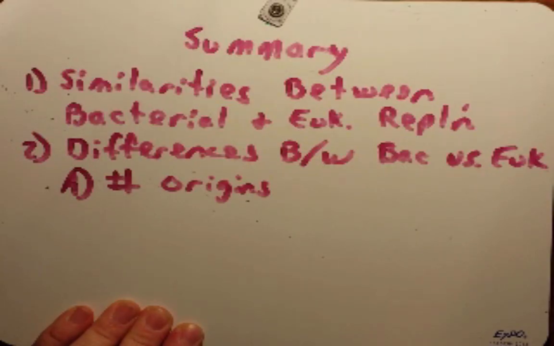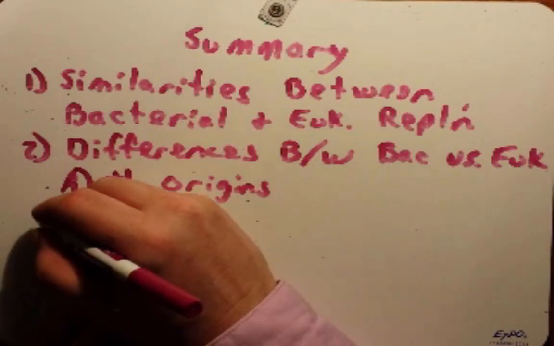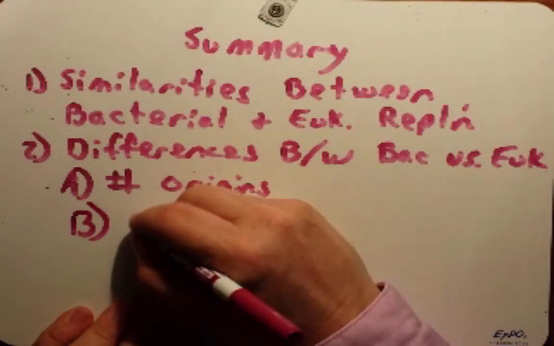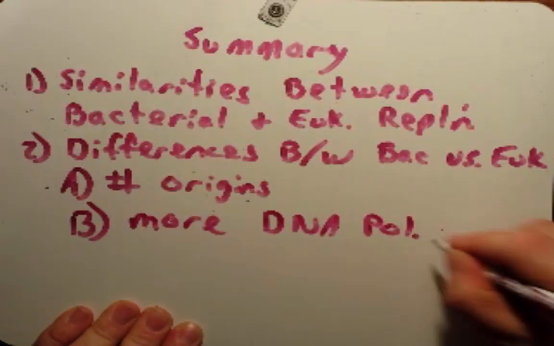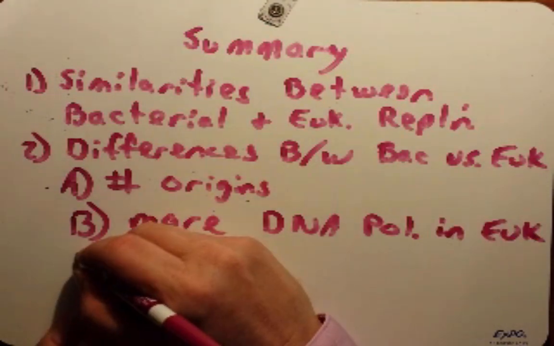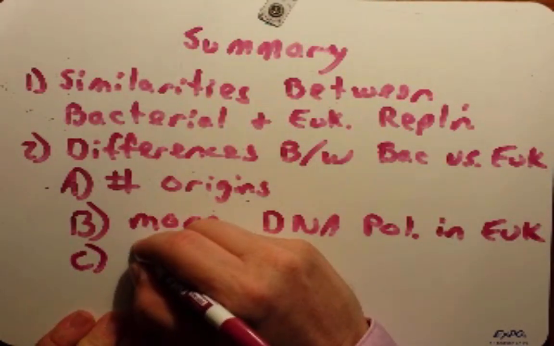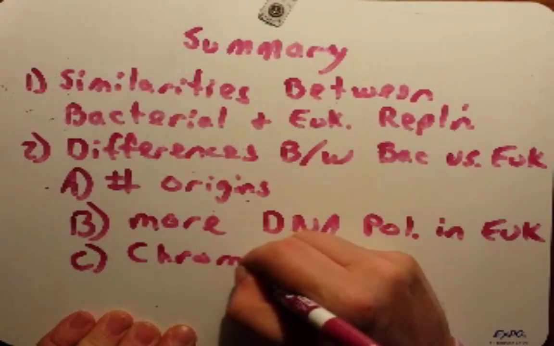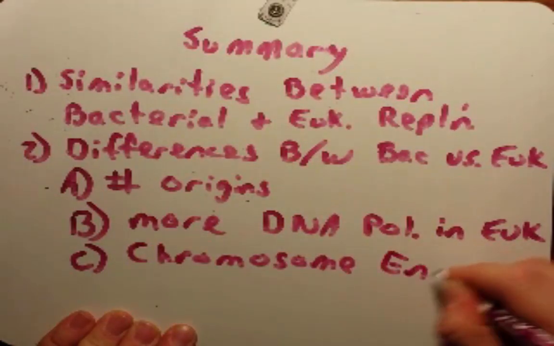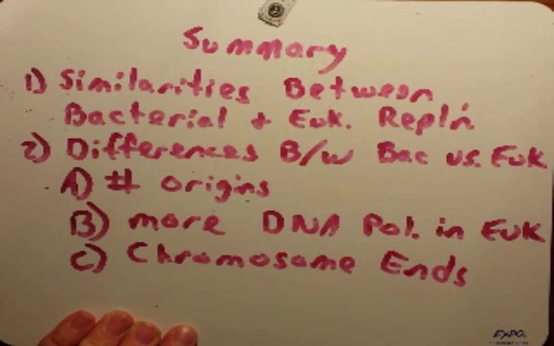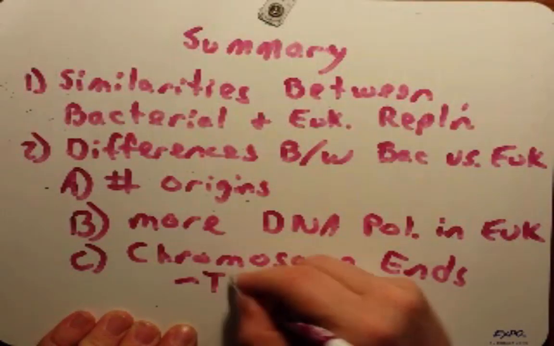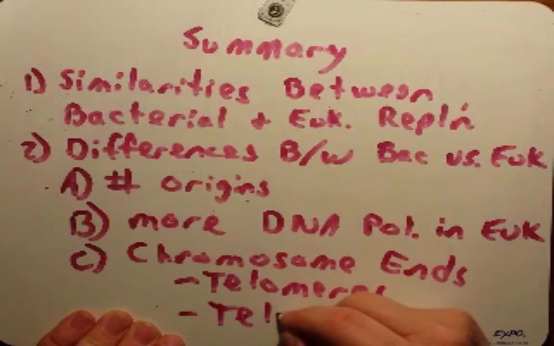Remember, we talked about the pre-replicating complex and how that signals replication to begin, and then we talked about that protein called geminin and how that protein prevented multiple rounds of replication from the same origin of replication. Another difference was that there are more DNA polymerases in eukaryotic cells. And finally, we ended with talking about the chromosome ends, since they are linear chromosomes, and how we had to think about the telomeres and the enzyme telomerase.